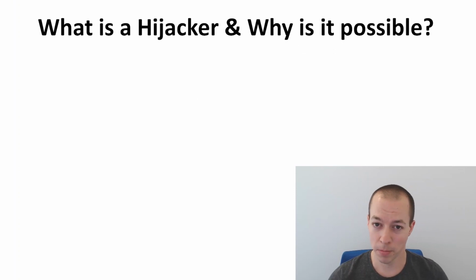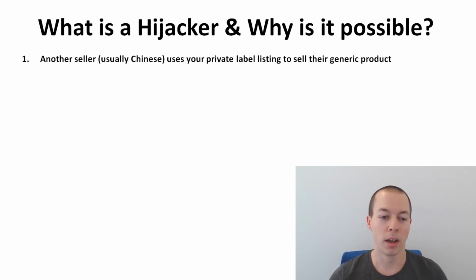What is a hijacker? And why is it possible within Amazon system? Well, a hijacker is when another seller, quite often a Chinese seller, sometimes a Chinese supplier, will use your private listing, so the listing that you've created, promoted, got really well ranked, to sell their product. Now, it is very, very unlikely they're selling your product. They're probably selling a generic version of your product. However, if you've got branding on your product, then you can get that person kicked off your listing, because technically they are hijacking your listing because they are not selling a product that matches the description of the listing.